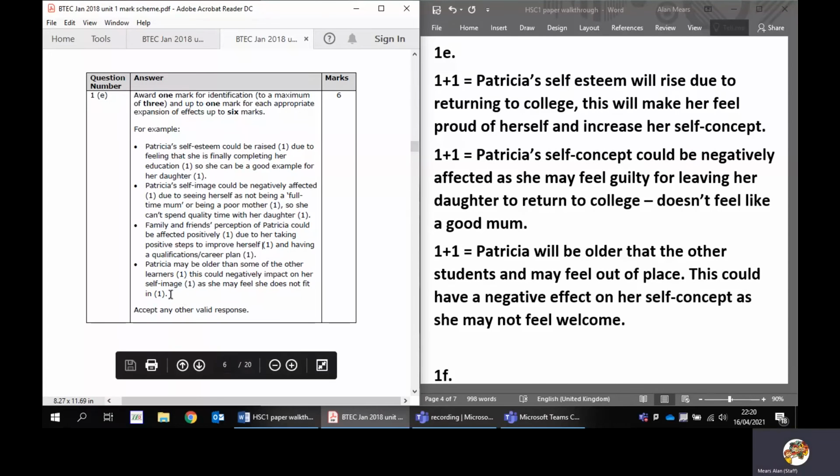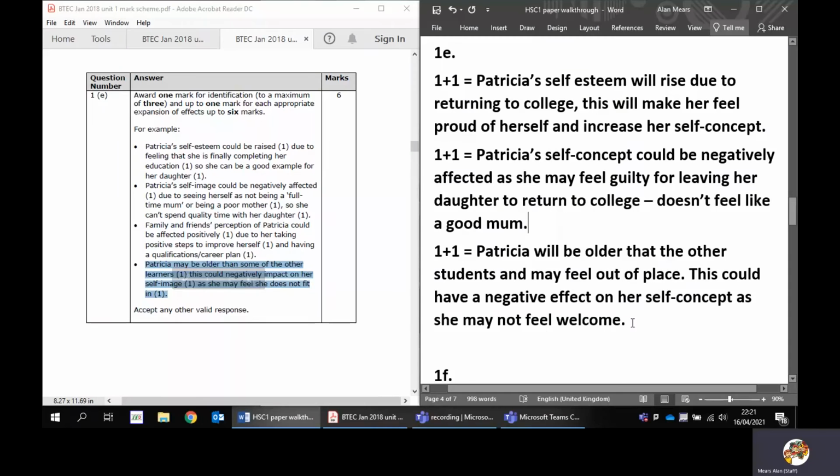And then we've got the last one here. Patricia may be older than some of the other learners. That's the point we went. So feeling older, this could negatively affect her self-image. Does not fit in. So our last point here, this would have been worth 3 because it's almost a 1 + 1 + 1 here, and then these first two are worth 1 + 1.